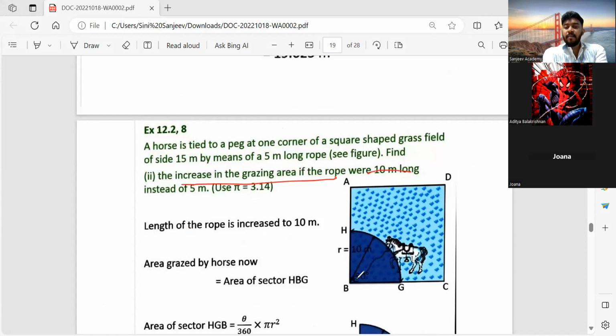So instead of the 5 meter rope, now my new rope is how much? 10 meters. So theta by 360 into pi into r square. R instead of 5, 10 square will come. That's it.